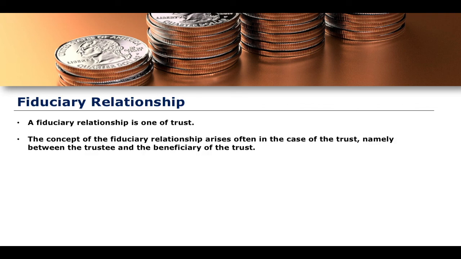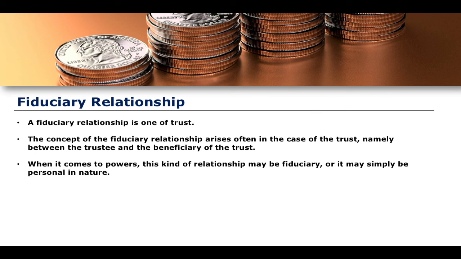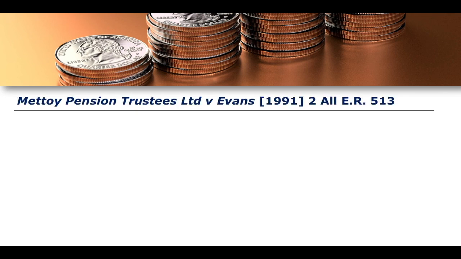The concept of a fiduciary relationship, however, also arises in the case of a trust, namely between the trustee and the beneficiary of the trust. What happens there is you have a trustee who holds the property that has legal title, and the equitable rights exist in the beneficiary. And of course, the trustee has a fiduciary obligation towards the beneficiary in some way. When it comes to powers, this kind of relationship may be fiduciary, so you can have powers of appointment which have fiduciary attachments to them, but you could also have ones which are simply personal in nature.